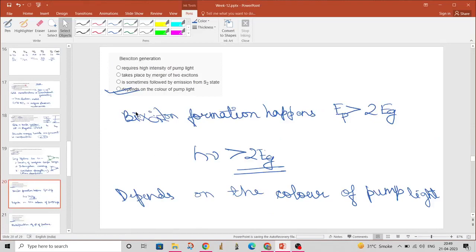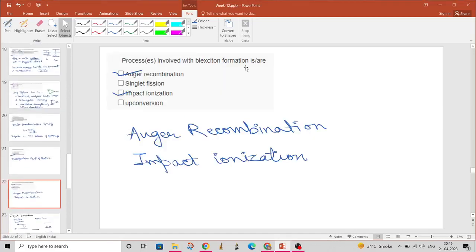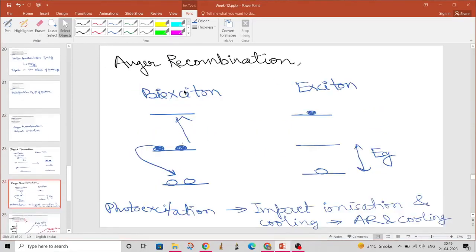Multi-exciton generation depends upon the color of the pump light, that is, the energy. The energy of the pump should be more than 2 times the band gap, or almost 3 times the band gap. The multi-excitons can be used to achieve multiplication of the photons. And the multi-excitons are formed as a result of Auger recombination and impact ionization.